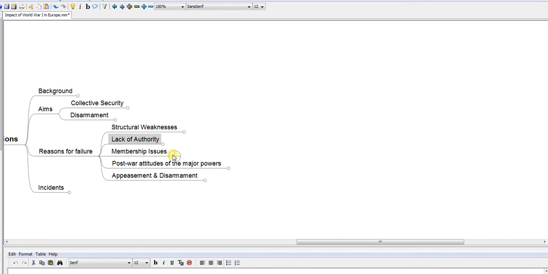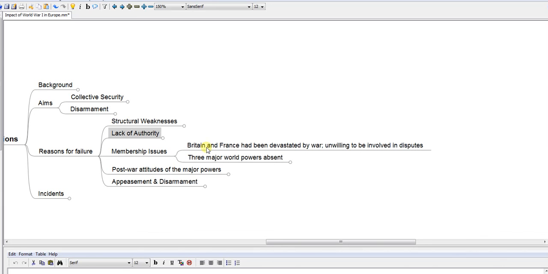So now, membership issues, not to be confused with structural weaknesses. Firstly, Britain and France had been devastated by war, so they were unwilling to be involved in disputes. So talking about lack of military power, Britain had probably the largest navy in the world at this time, and France had a relatively big army, but because of the devastation of the war, they were very war weary, tired of war. So they were very, very unwilling to provide the League with military power. So unwilling to get involved in disputes.